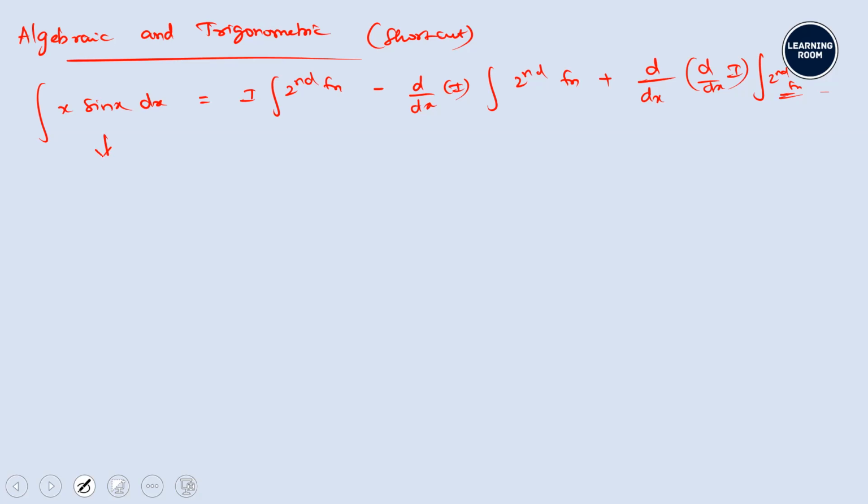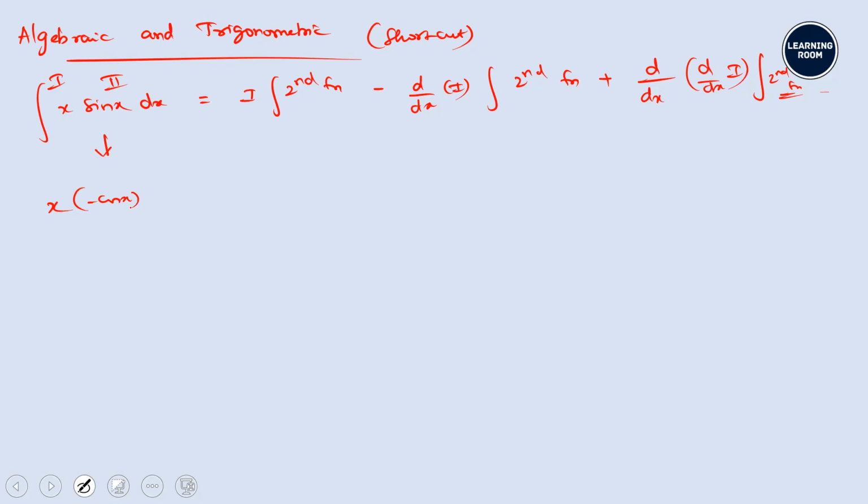Now I'll do one. Okay. So first listen, then you can copy it. So here, what is the first function? Algebraic. And second is trigonometric. So first write the algebraic function as it is. x into, what is the integral of sin x? Minus cos x. Now you forget the question. We're done with it. So I got the first step.